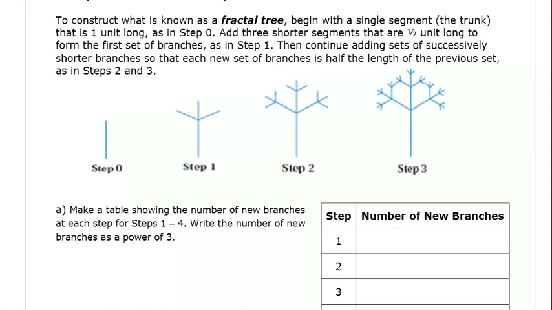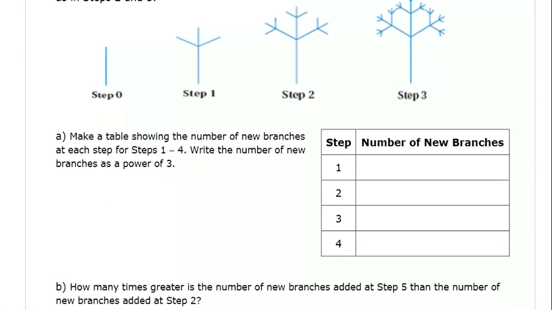Okay, so notice step 0 just had the trunk, then step 1 had 3 branches. Step 2, each of those 3 branches got 3 new branches. From there, each of those little branches got 3 more branches. And if we kept going, you can see that things would get really tiny and hard to see. However, we can make a table.